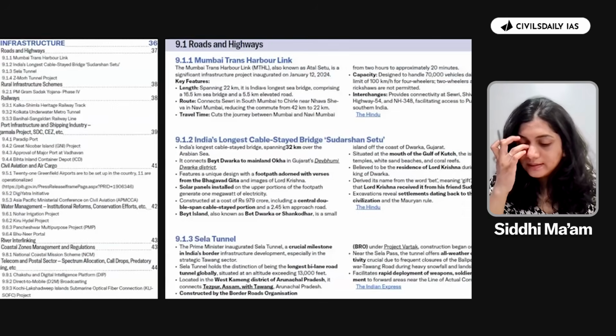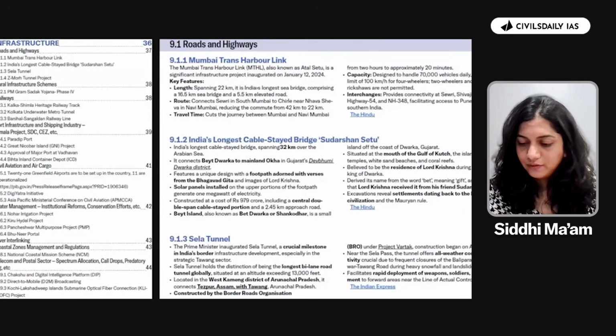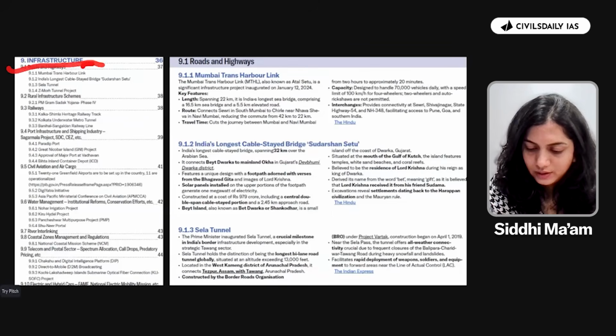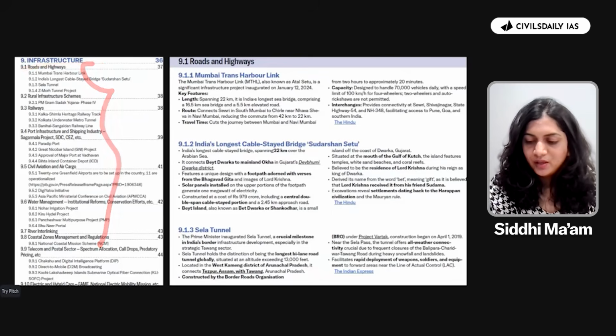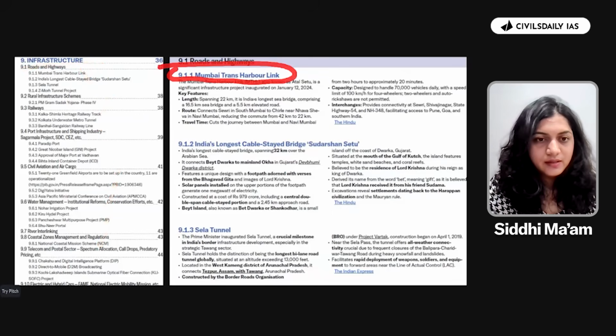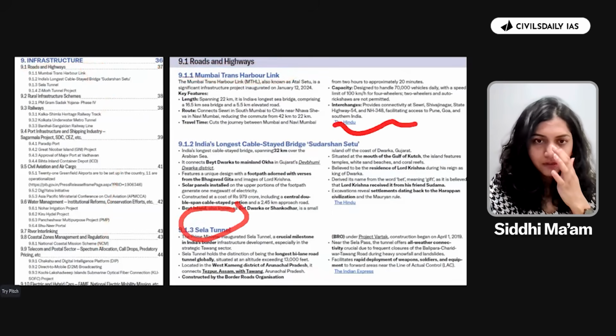All right, look at this. Yeah, this is a page from Flash notes. So here infrastructure, all the topics are covered very nicely. Mumbai Trans Harbour Link, Sela Tunnel, everything is covered here.